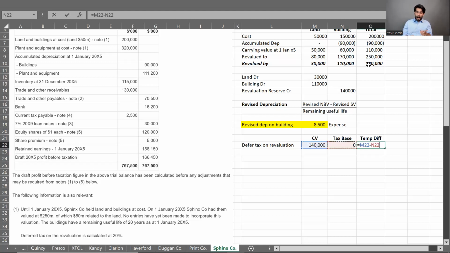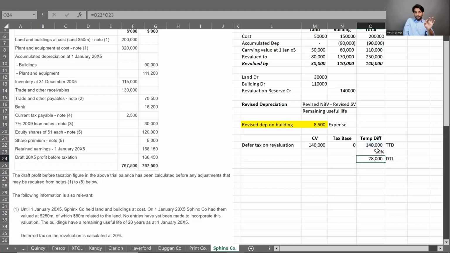Remember, our carrying value is higher, tax base is lower, and that means there is a taxable temporary difference. And everybody in this world knows that whenever you have a taxable temporary difference, you always get a deferred tax liability. How do you calculate the deferred tax liability, my friends? You put on the tax rate here. So 140,000 of difference multiplied by the tax rate, 20%, and there you have it, a deferred tax liability of 28,000.